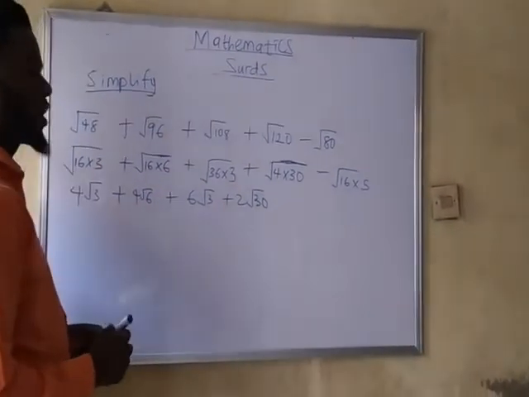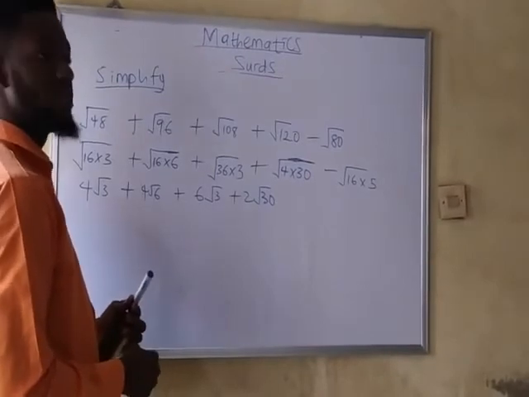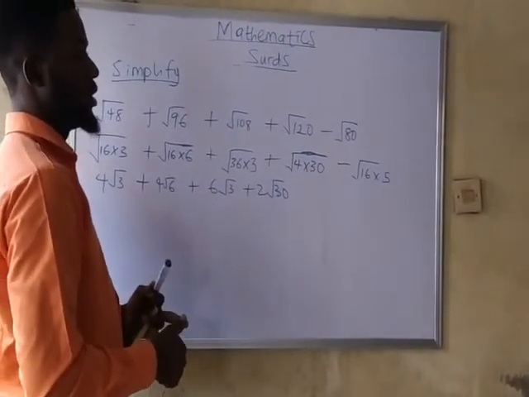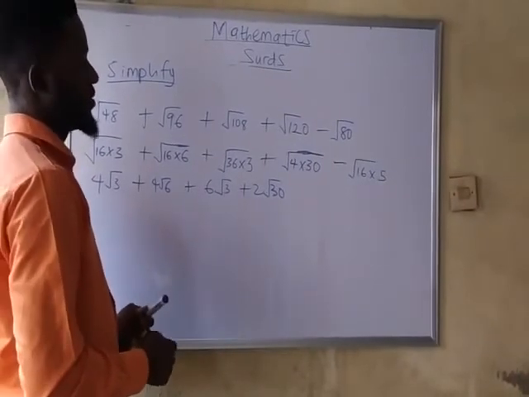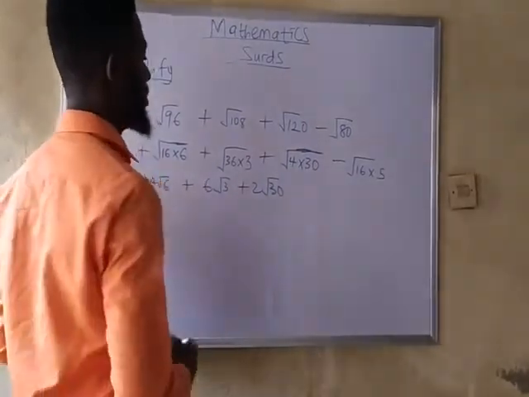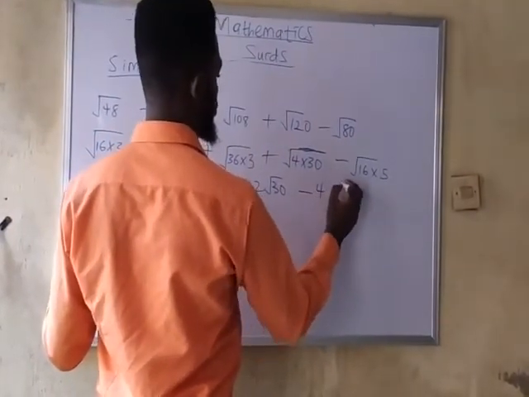Okay, we have 4, 4 can divide it. We have 9, 9 can divide it. We have 16, 16 can divide it, 25, 25 can, and then what can divide is nothing. So I think with 30 stays, and minus 4 root 5.